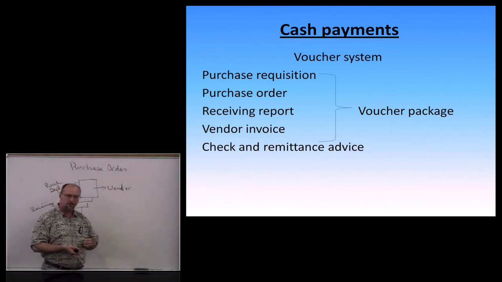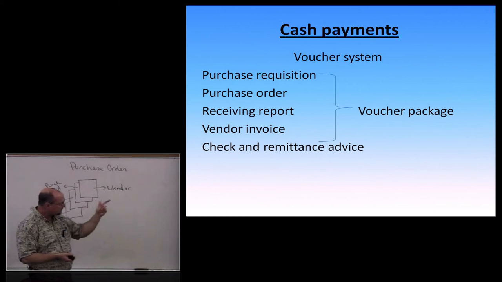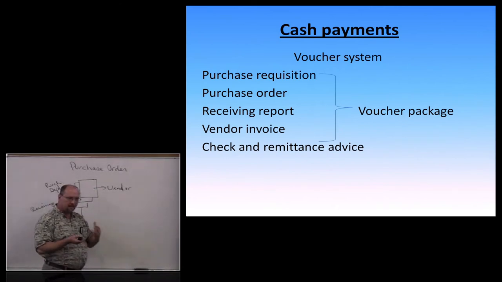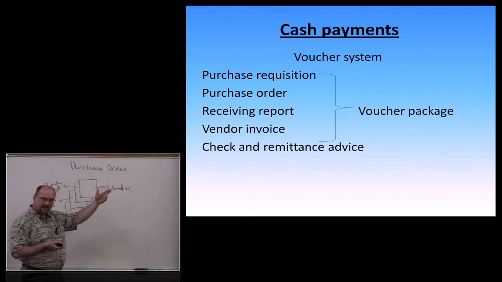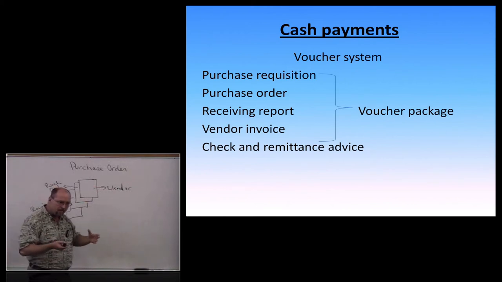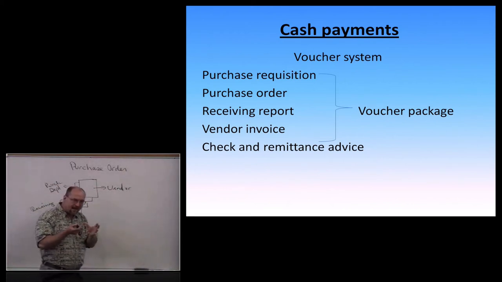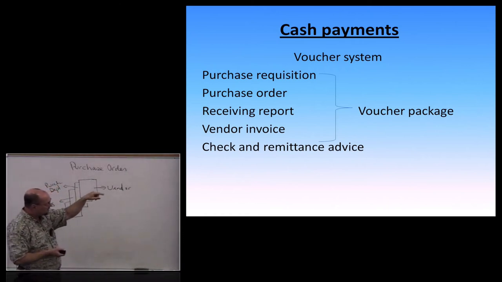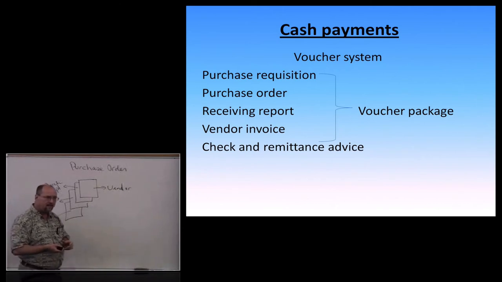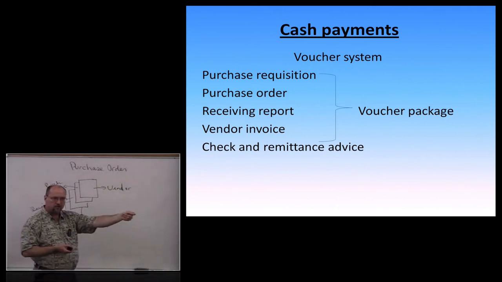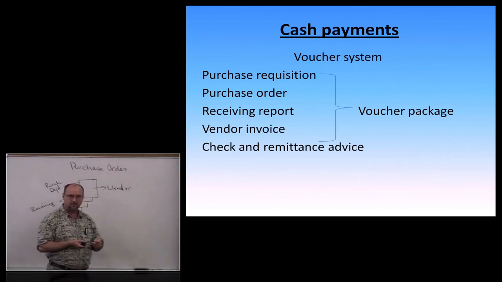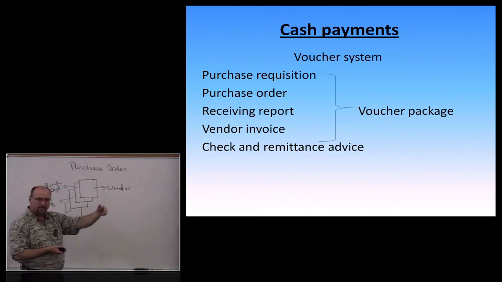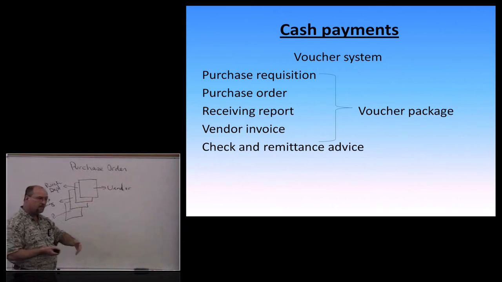The accounts payable department gets a copy of the receiving report. They also get a copy of the purchase order because it's accounts payable that's going to receive the vendor invoice, which is the bill. They want to get paid. And so we want to make sure that what they bill us is what we ordered and what we received. Okay, so we match all these documents to make sure everything matches properly, descriptions, quantities, prices, etc. And we call this collectively the voucher package.